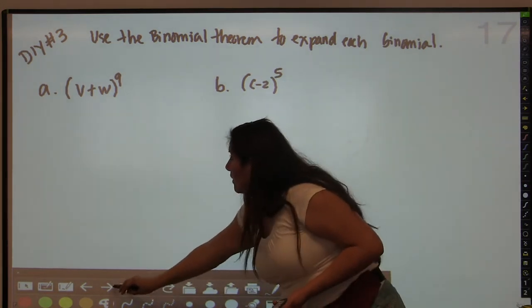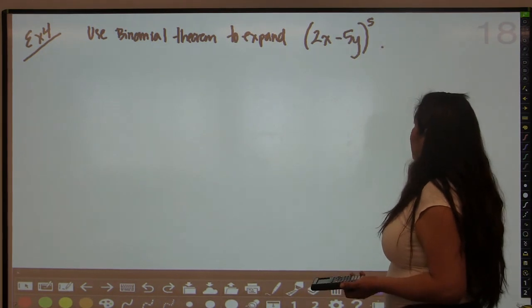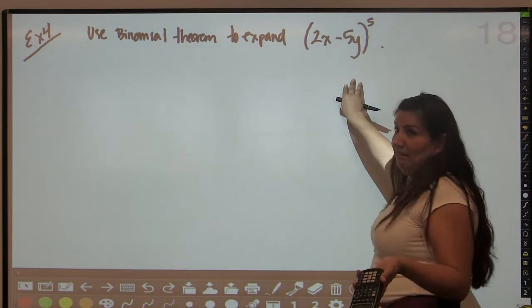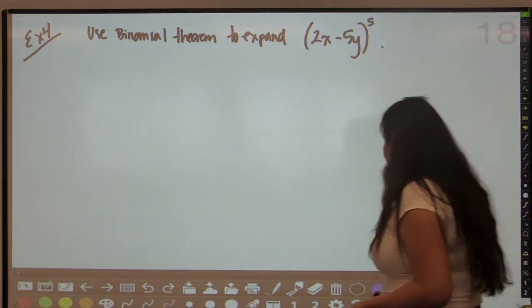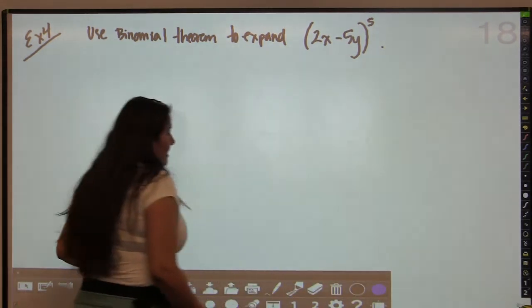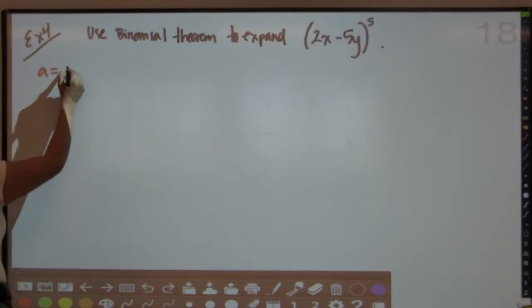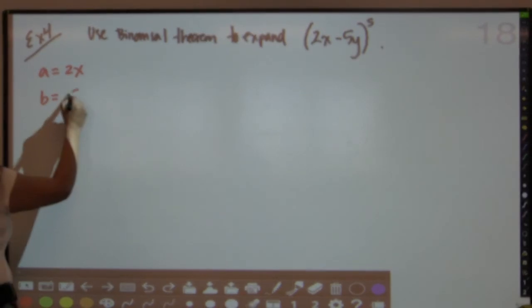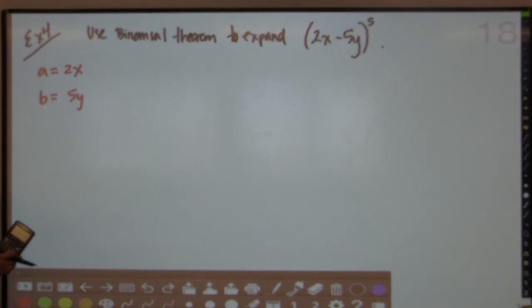And then I want to do one more example with you because it's going to come up like this guy. This is probably the worst case scenario right here. It's not going to get any harder than this. But in this case, we have some issues because my A in this case is 2x, and my B in this case is 5y. Notice that I'm not attaching negative to the B. I'm just going to go ahead and put my alternating signs later.